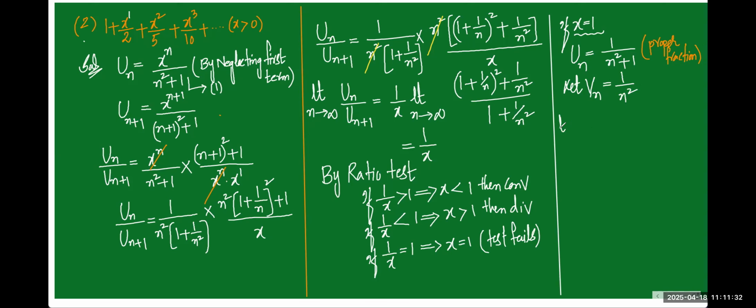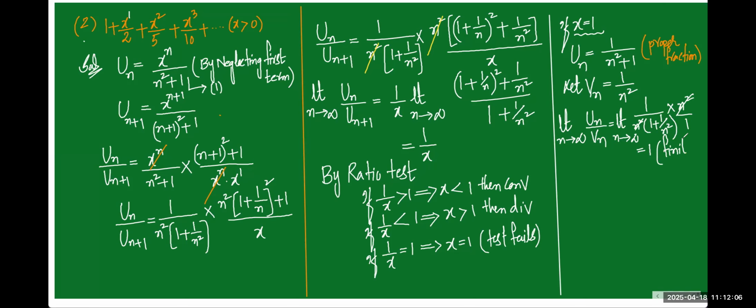मतलब मैं क्या कर रहा हूँ, सीधा सीधा लिमिट कंपैरिजन टेस्ट अप्लाई कर रहा हूँ अगर रेशियो टेस्ट फेल हो रहा. Limit n tends to infinity un by vn value, which is equal to limit n tends to infinity un value is 1 by, let's solve it here only, taking n square common, 1 plus 1 by n square, multiply by second fraction will become reverse, n square by 1, n square cancel, apply the limit, we get our answer is 1, which is the finite value.